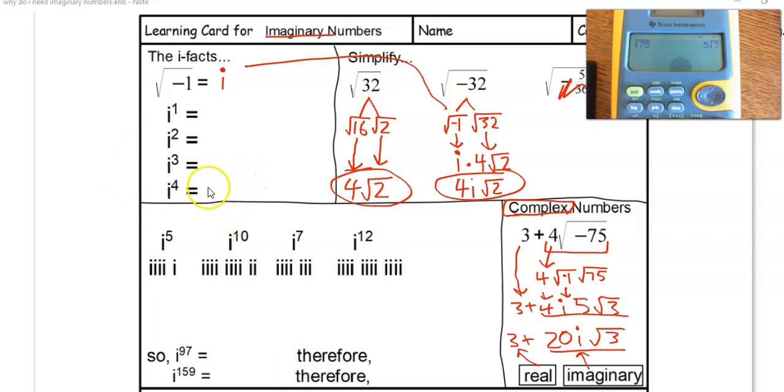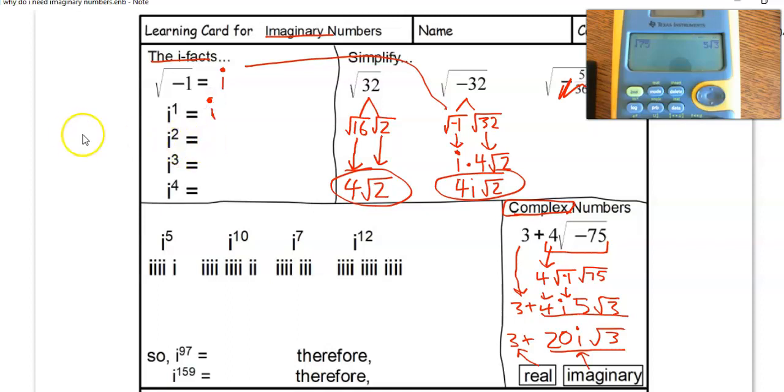Alright, part 2 of this learning card. We're looking at i's raised to certain powers and how to deal with those. Well, there are these things called the i facts, and I will go through a little bit. i to the first, well, that's just i.